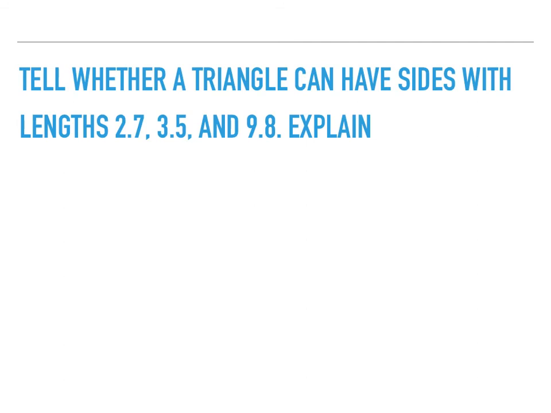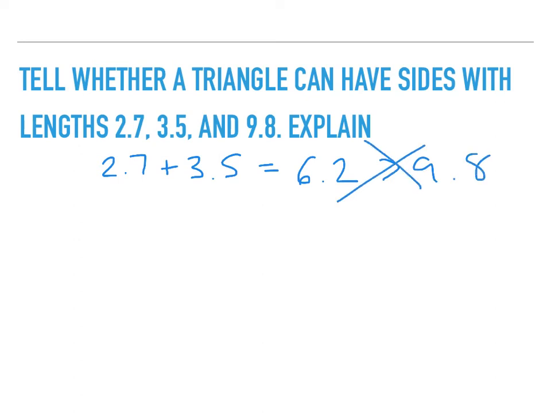Tell whether a triangle can have sides with the lengths 2.7, 3.5, and 9.8. So first let's add the two smallest. So 2.7 plus 3.5 is what? 6.2. Is 6.2 greater than 9.8? No. So can these three lengths be the sides of a triangle?